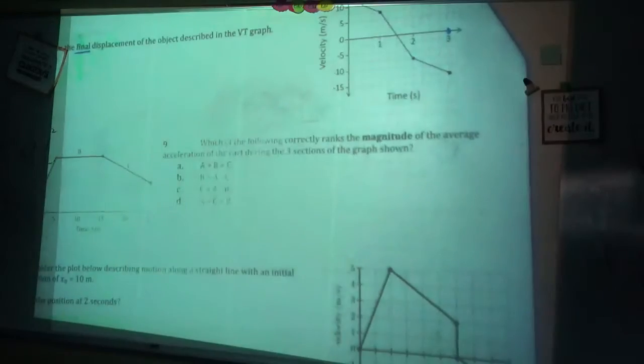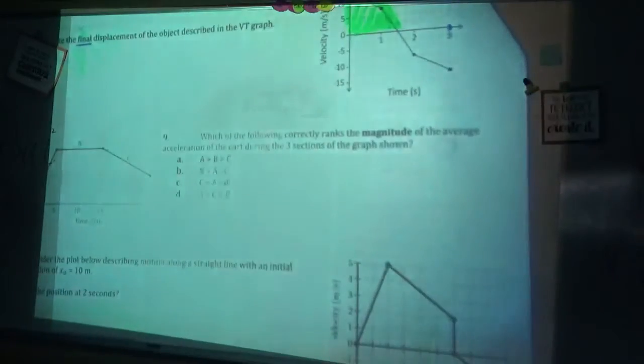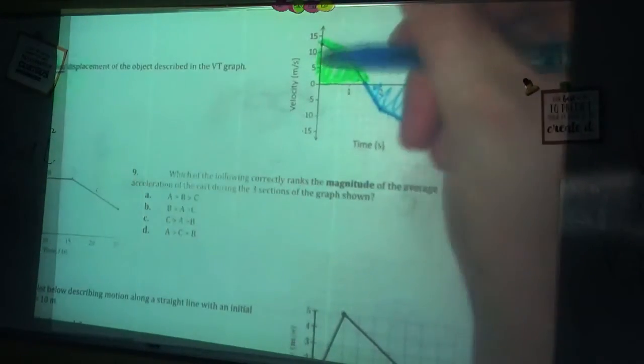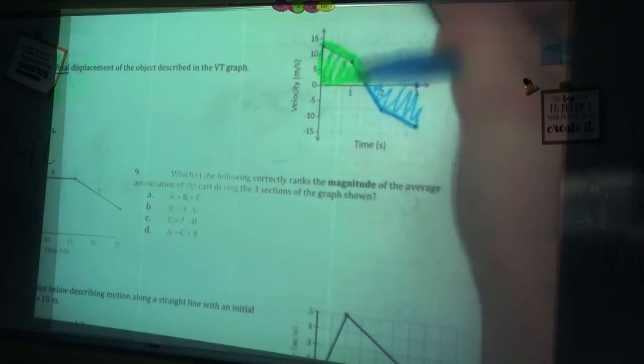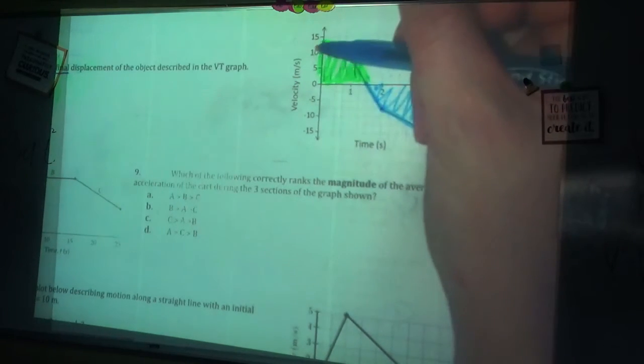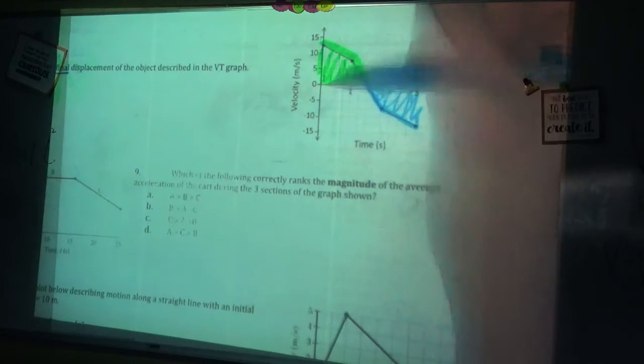Number 8, I want the final displacement as described in this VT graph, so that's at the very end. So the first part, to find area under the curve, because this is a velocity graph. So this green part would be the distance it goes forward, and then this blue part would be the distance it goes backwards. And I'm always trying to go from the graph to the axis, so in this case it actually is under, you go down. Whereas this case, you go up to the axis. I don't want to go sideways. It's always from the graph to the axis.